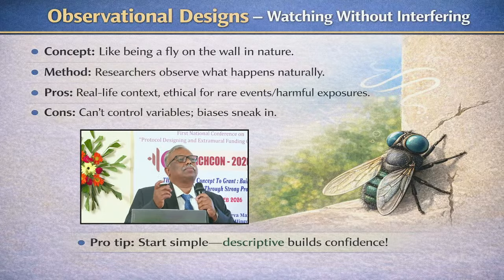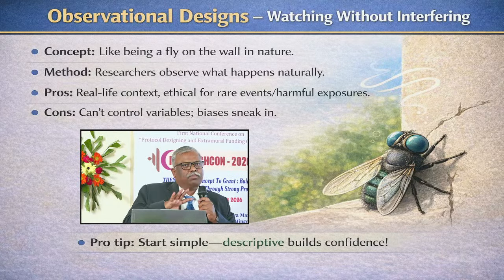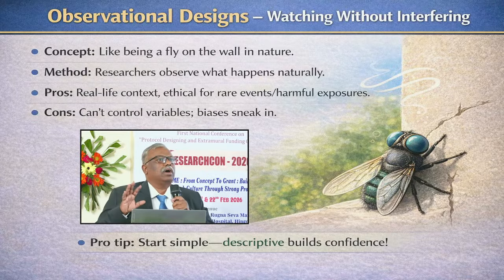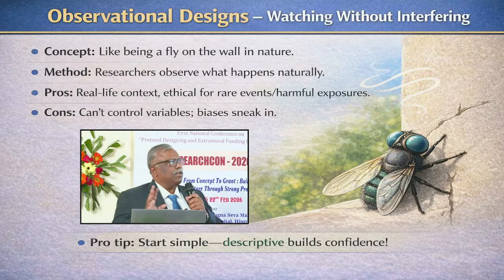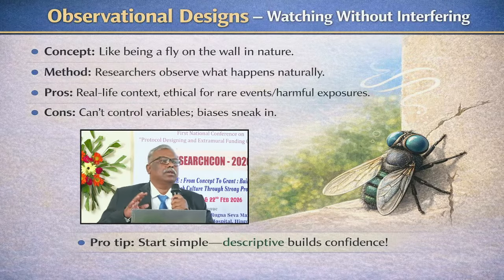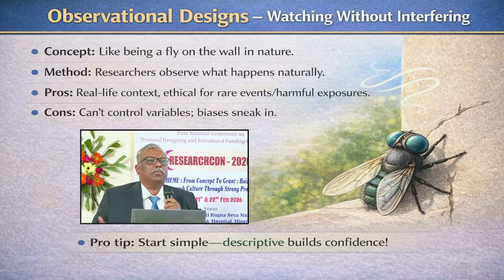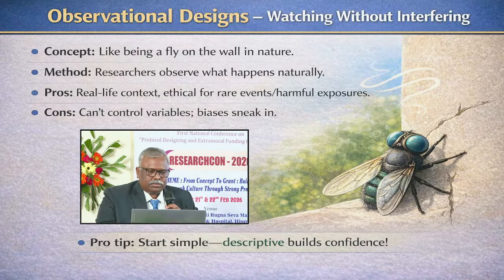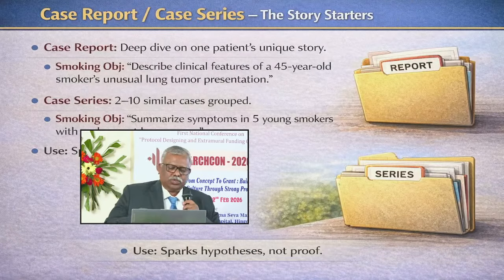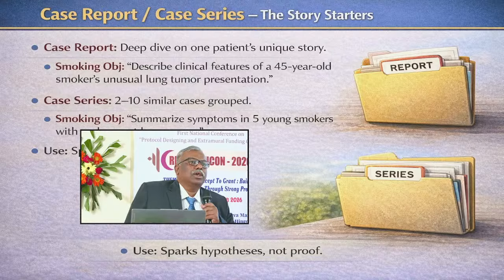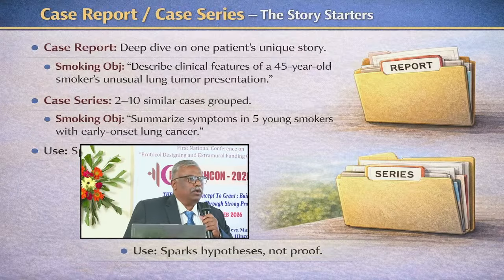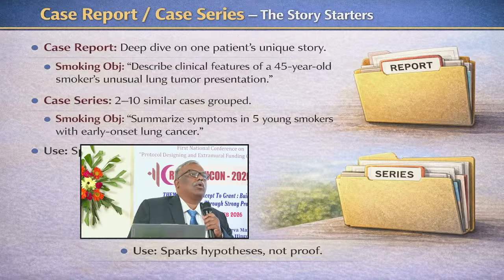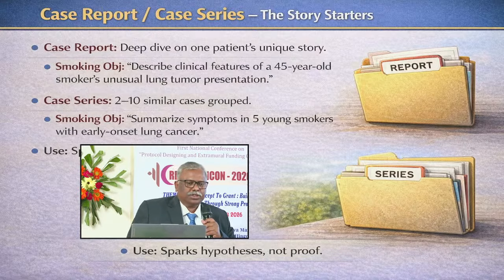Bias means a systematic error, which cannot be totally eradicated from the study design. It comes into the studies, but it can be minimized. For the students, I would like to tell you that you can start with simple observational studies. It will build up your confidence for doing research.